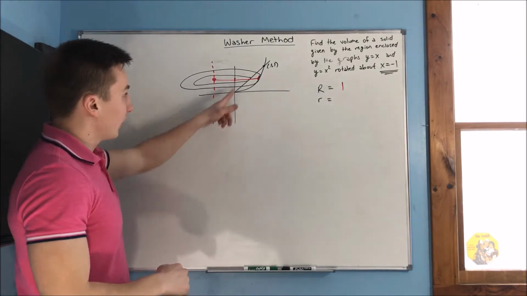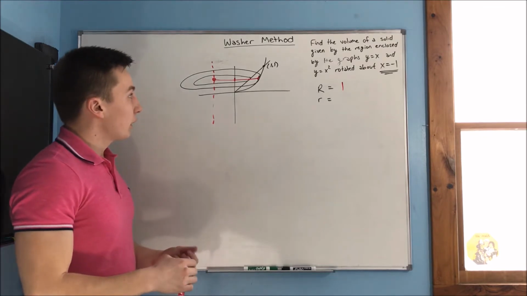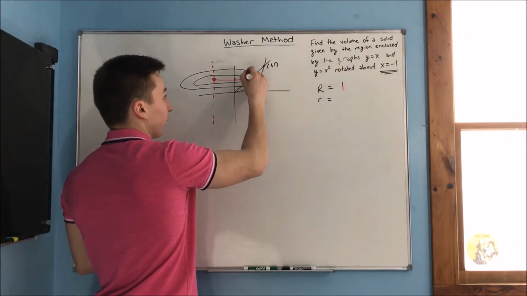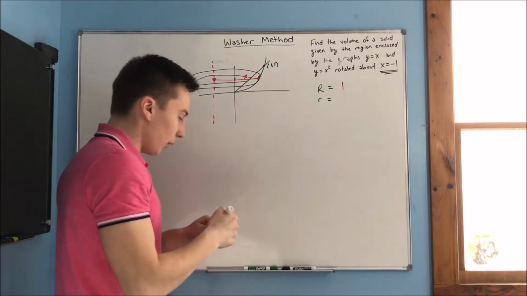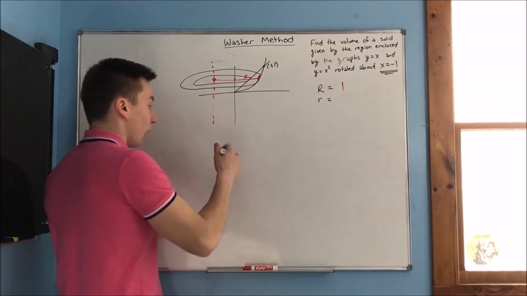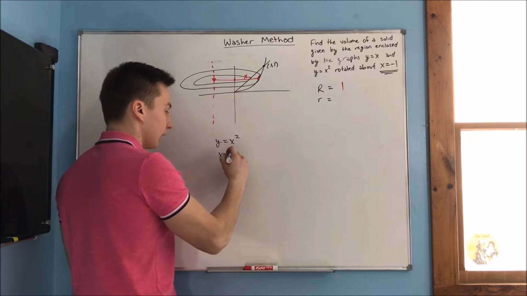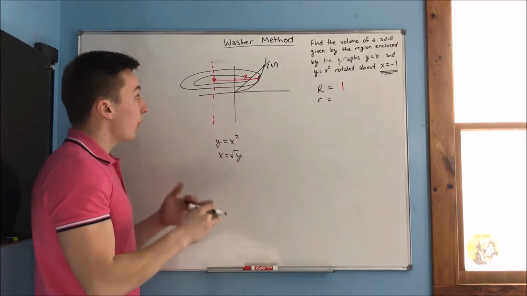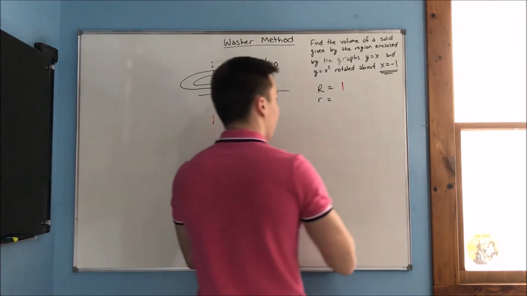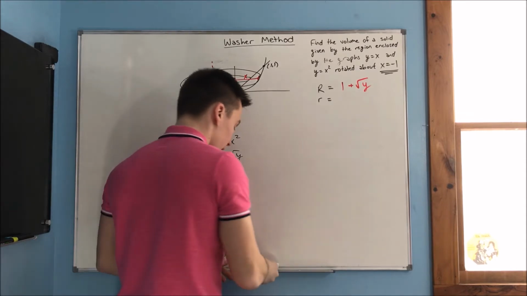And then what's the distance from the y-axis to the curve, all right? Well, that's going to be x, right? That's going to be whatever x is, all right? And since that curve is y equals x squared, we're going to need to solve for x, okay? So we have our y equals x squared, all right? We solve for x equals root y, okay? So that distance is going to be root y. So we get our R of 1 plus root y, okay?